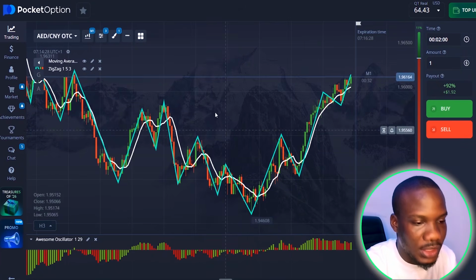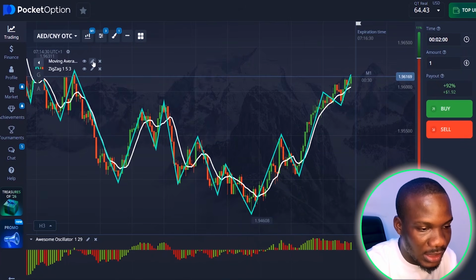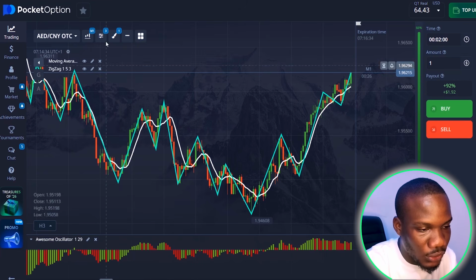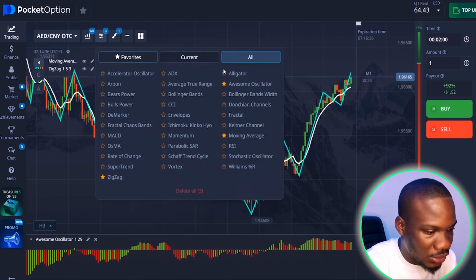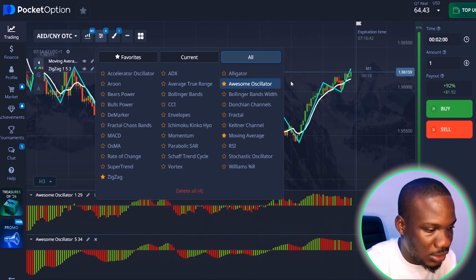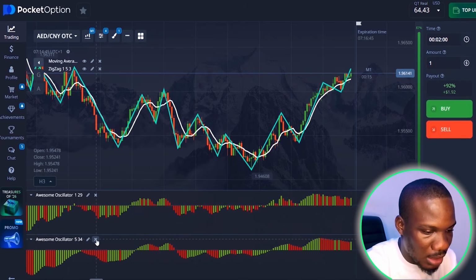So right here on the chart, I'm going to be using a moving average line indicator, a zigzag indicator, and awesome oscillator. So I'm going to come over to the indicator section. Then I'm going to be using a moving average line indicator, zigzag indicator, and the awesome oscillator. So these are the indicators I'm going to be using with this strategy.